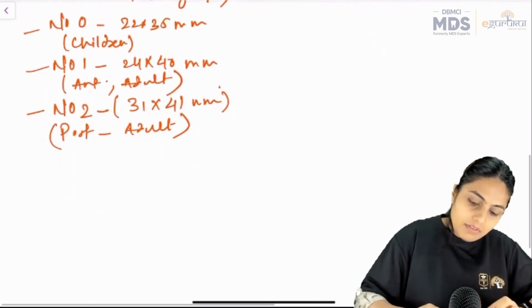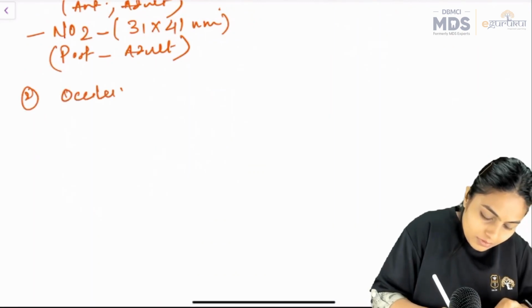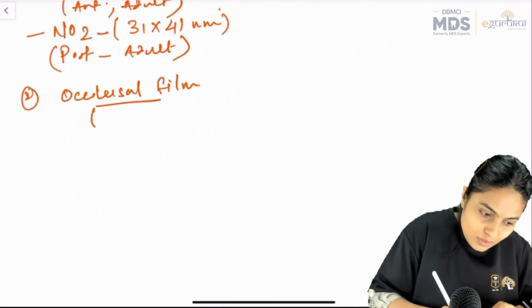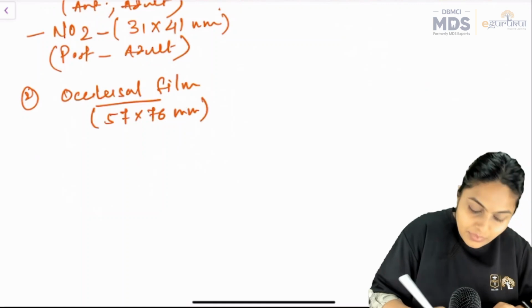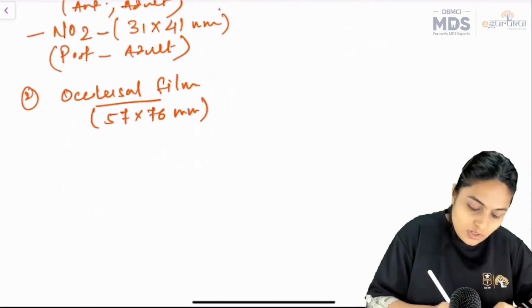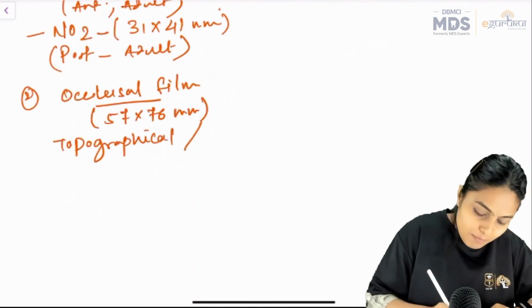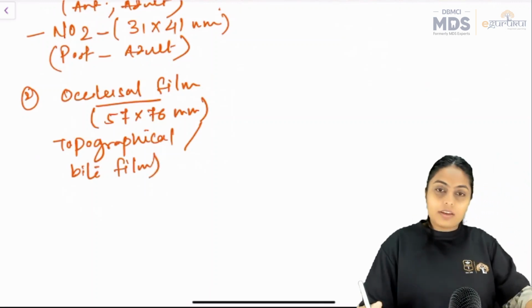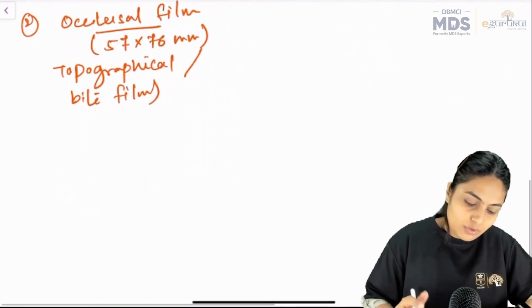Then we have the second type, which is the occlusal film. The size of it is 57 into 76 mm, and it is also called topographical film or bite film. So this is the second type of intraoral film that we use, occlusal.